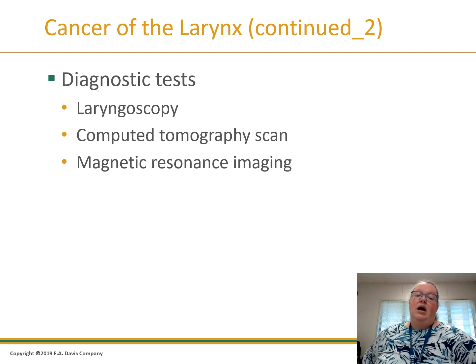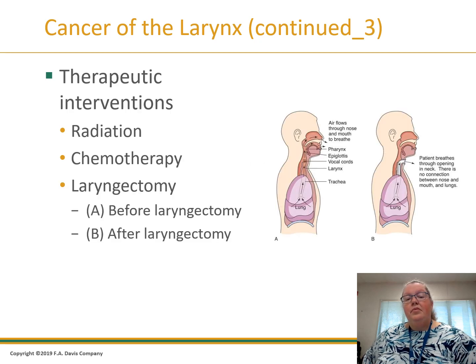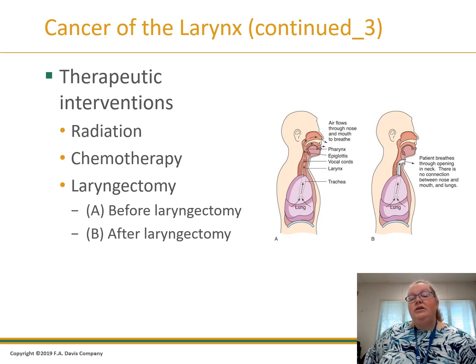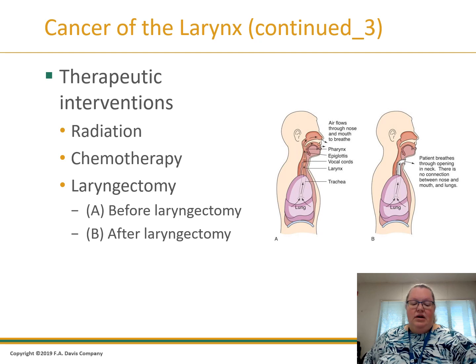Diagnostic test would be a laryngoscopy. CT scan or MRI can also pick it up. Therapeutic interventions would be radiation and chemotherapy and possibly a laryngectomy. So just have an idea that you're likely going to have the vocal cords taken out. And so they're going to be with that voice vibrator thing to help them speak.